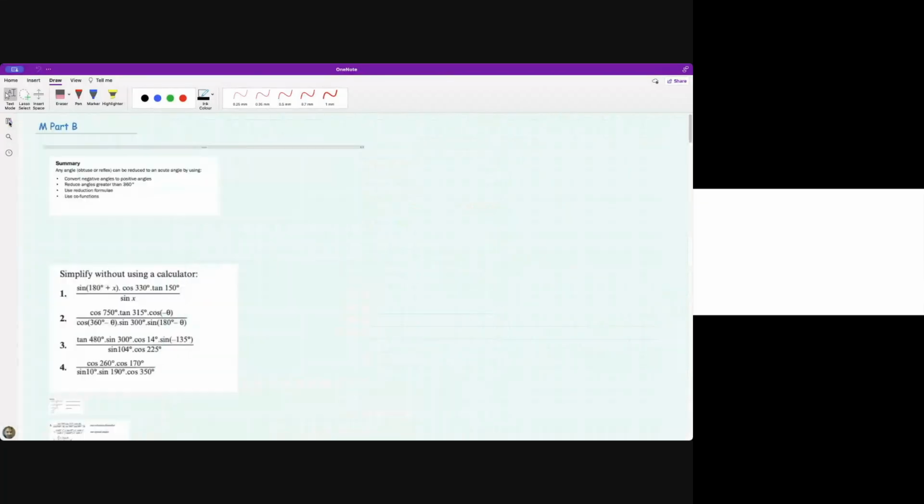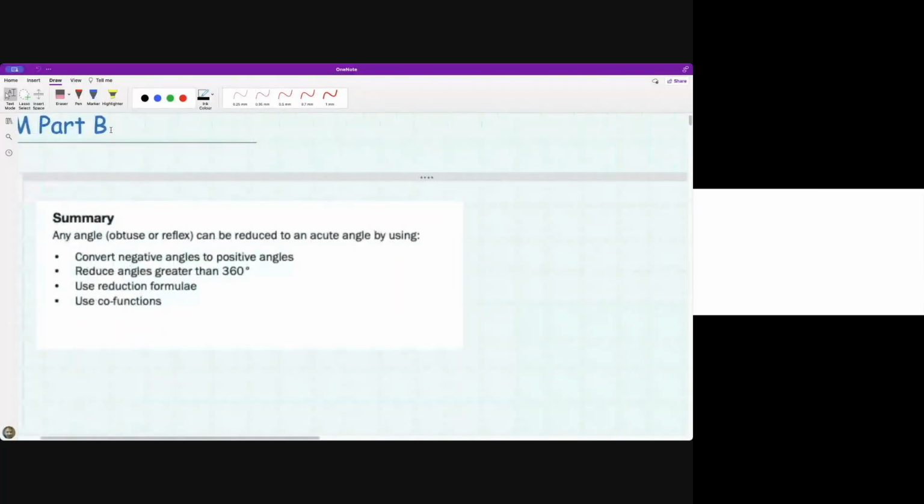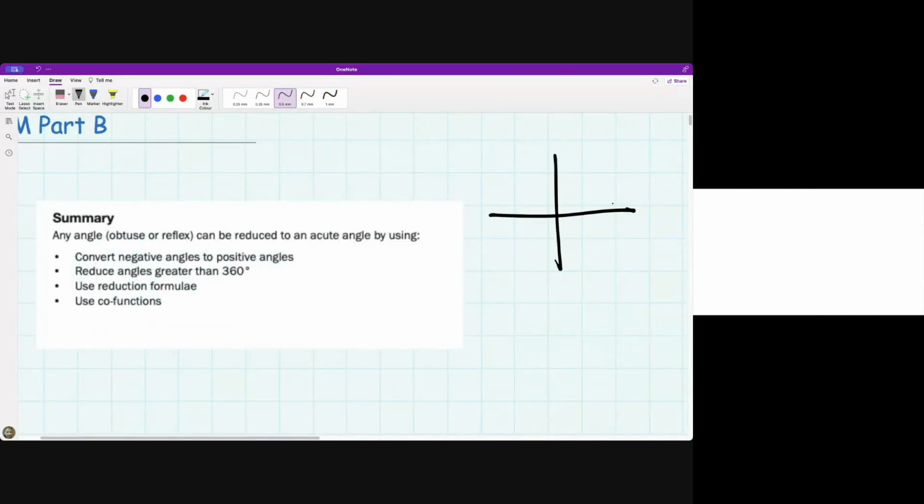So in the last lesson, we really got stuck into trig in terms of working with something called the CAST diagram. And we definitely touched on something called reduction formulas. And so just to highlight, we're going to practice that now. Any angle, obtuse or reflex, can be reduced to an acute angle, an angle less than 90, by converting negative angles to positive angles.